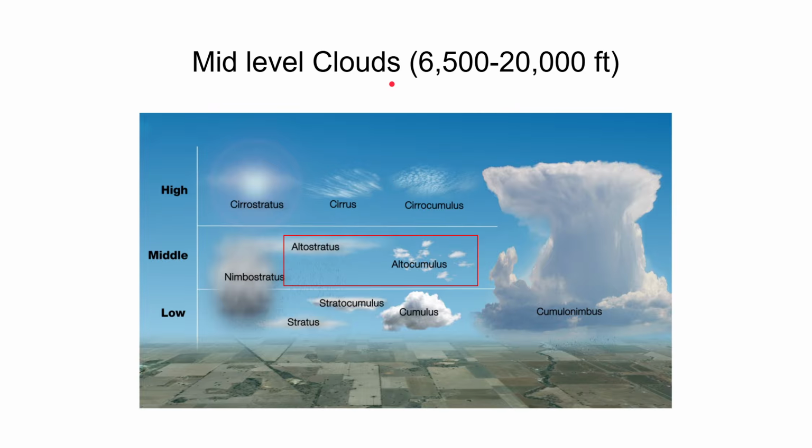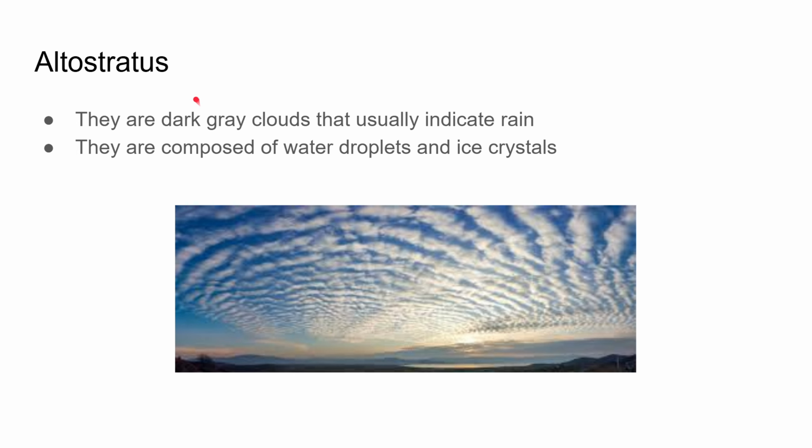Okay, mid-level clouds. These clouds range from around 6,500 to 20,000 feet. Okay, these clouds are altostratus and altocumulus. Okay, altostratus. If you see alto in front of a cloud name, alto means kind of middle in this sense. Or in Latin, it means more high. So they're higher in the sky compared to stratus and cumulus clouds.